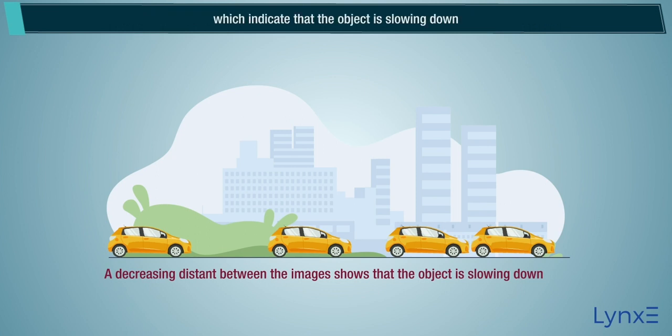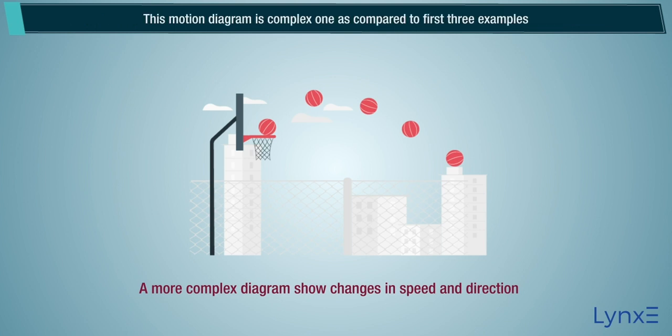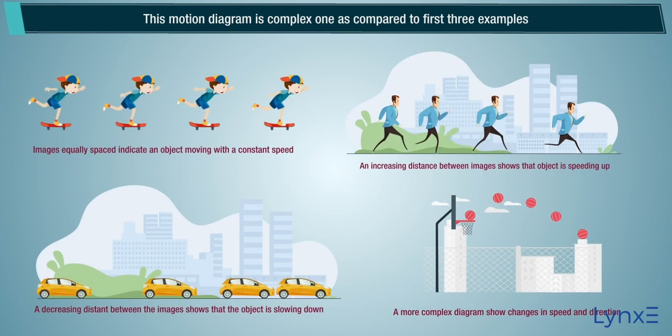slowing down. In the below image of the basketball, we observe change in speed and direction of the ball in subsequent images. This motion diagram is a complex one as compared to the first 3 examples.